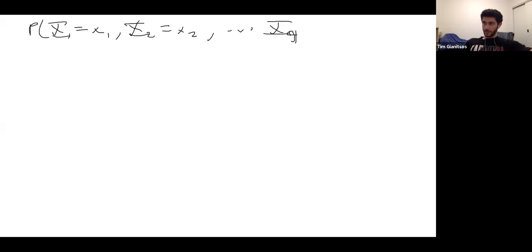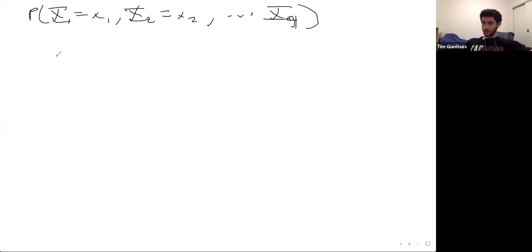We abuse notation, and say we're asking the following question: x1, x2 equals little x2 through x4. We're going to abuse notation and just call this 1, 2, 3, 4. I'm just going to say that for simplicity because I don't have much time left.